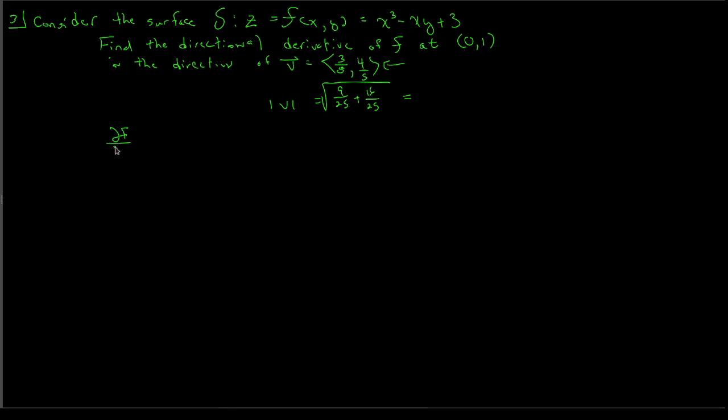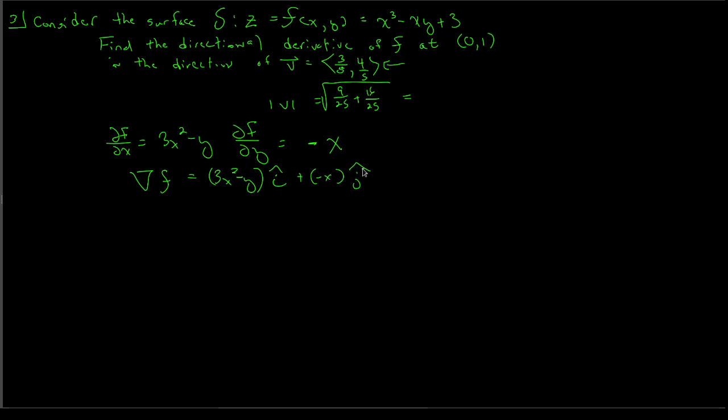So the gradient of f is going to consist of the partial with respect to x, which is 3x squared minus y, and the partial with respect to y, which is negative x. This means that our gradient of f is equal to (3x squared minus y) i hat plus (negative x) j hat.